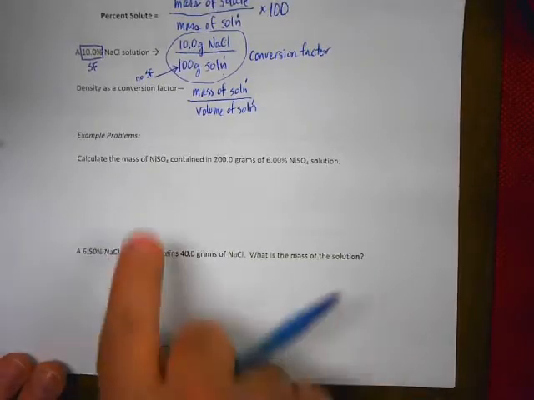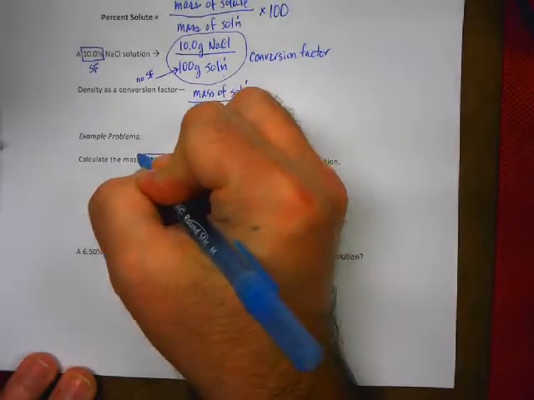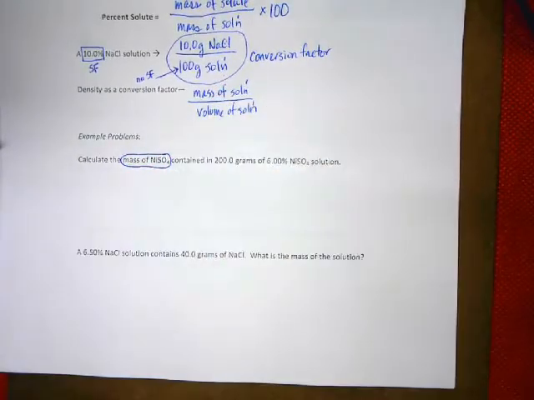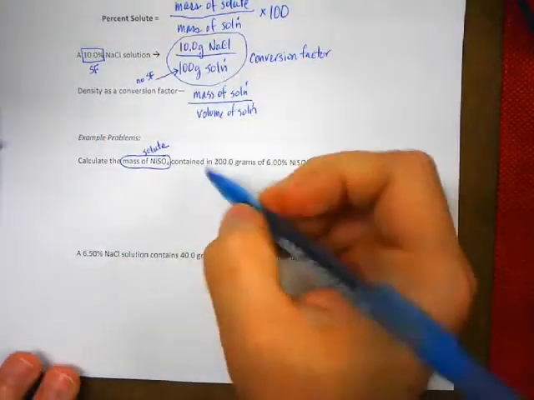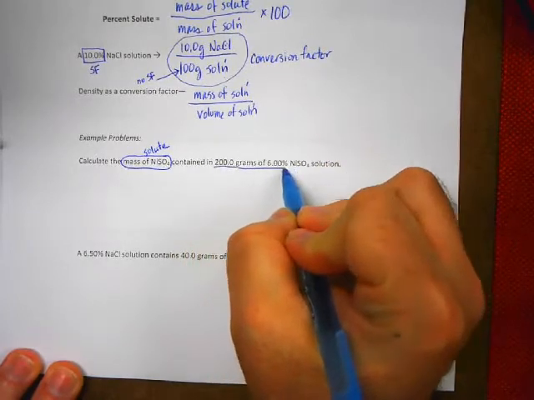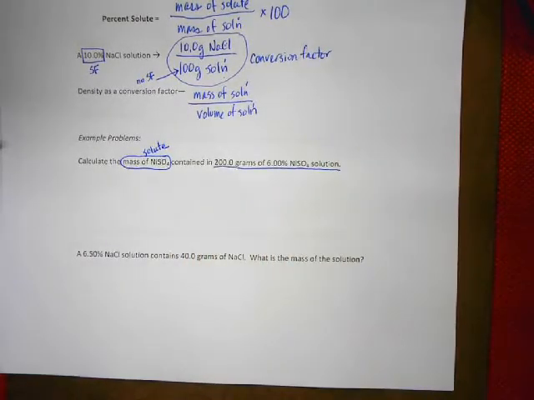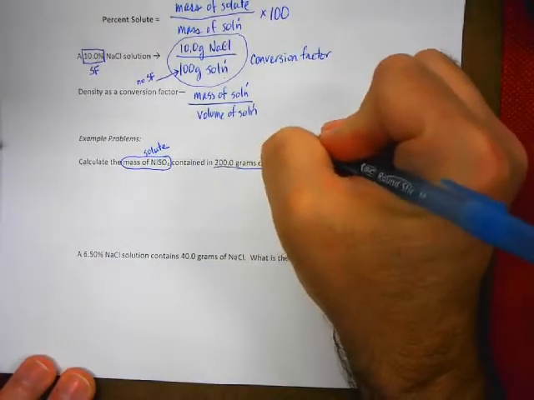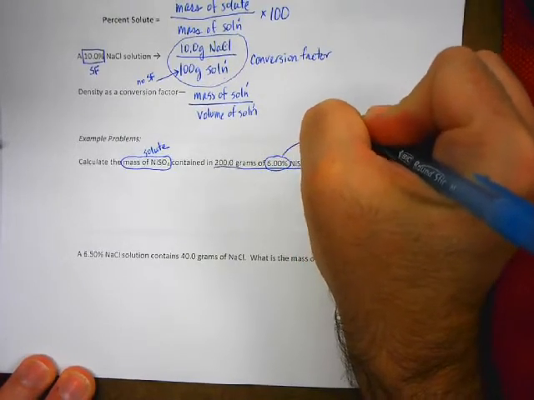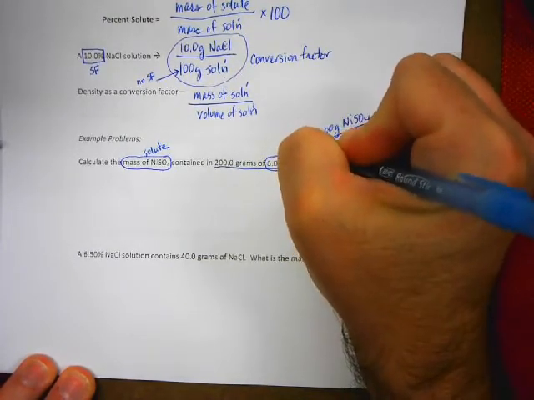So our first example problem states, calculate the mass of NiSO4 contained in 200.0 grams of 6.00% nickel 2 sulfate solution. So we know that we want the mass of NiSO4. This is our solute. We're told that we have 200 grams of 6% solution of nickel 2 sulfate. This 6% tells us that we have 6.00 grams of NiSO4 dissolved per 100 grams of solution.